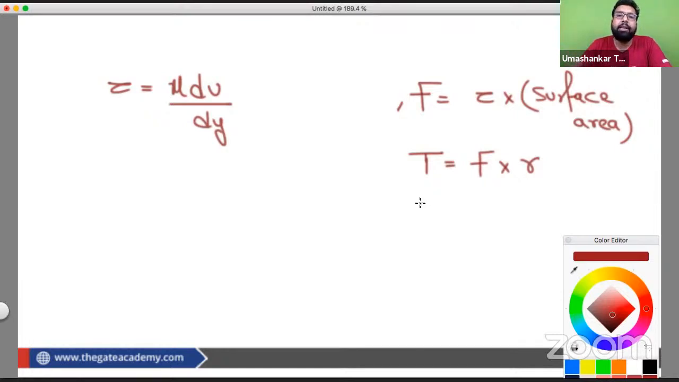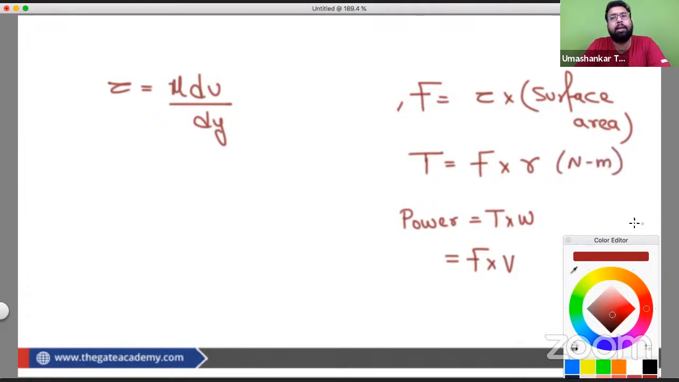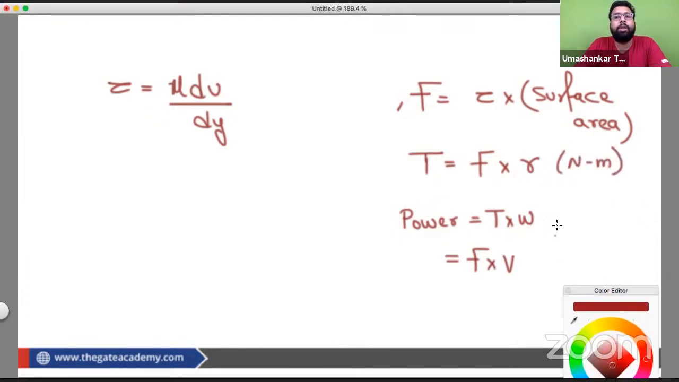With this torque or the force, we can find the power, which is T into omega, or force into velocity. Both represent the power, right? What is the unit of torque? The unit of torque is Newton meter. And what is the unit of power? It is Newton meter per second. Don't get confused, both ways you will find the same unit, which you sometimes also call watt.